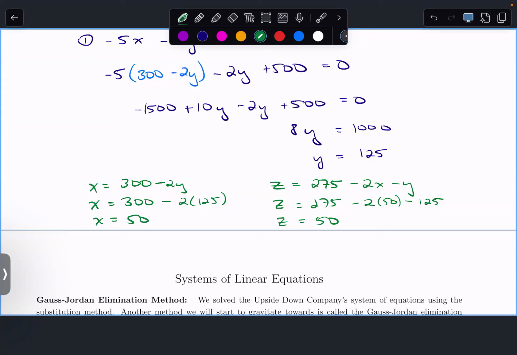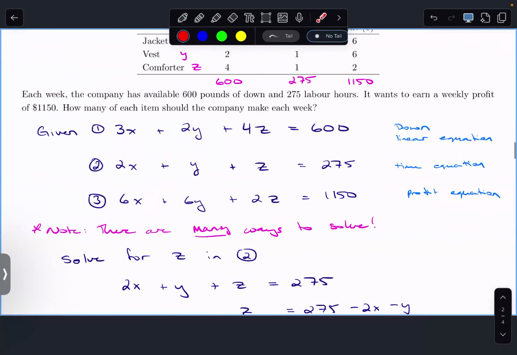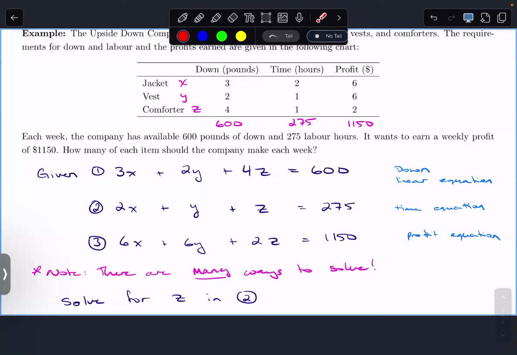I encourage you to check your work, right? Because these x, y, z combinations have to satisfy all of these at the same time. Right? So it's the intersection. Okay. So we can check.